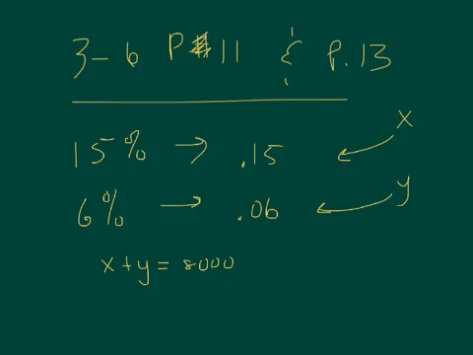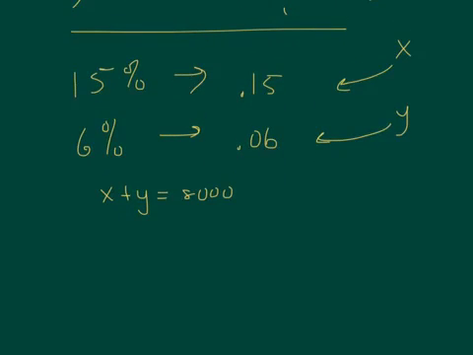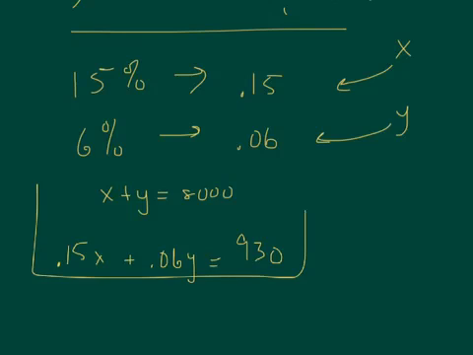And the person wants to have an annual return rate of $930. So they want to make $930. So all we need to do is go ahead and use our percentages now. And these are our two equations, and I'll leave it to you guys to solve that. I would recommend multiplying the second equation by 100 to get rid of those decimals, or just going right to a matrix.